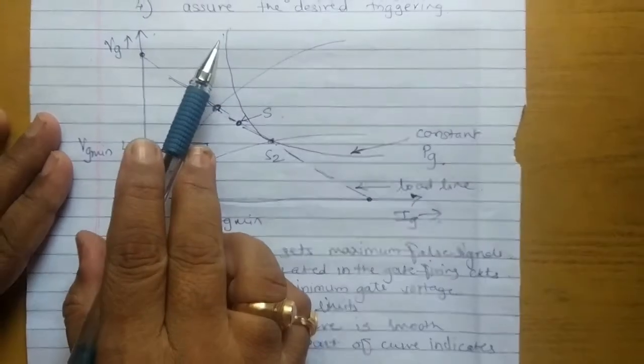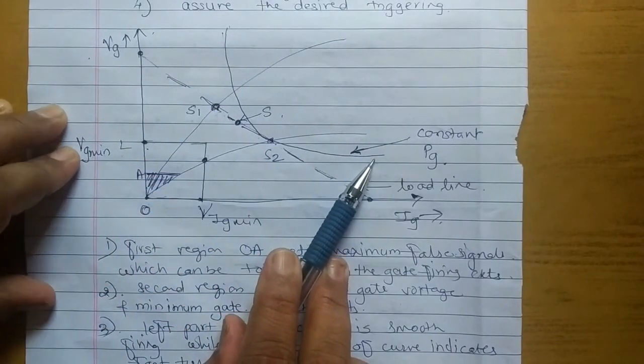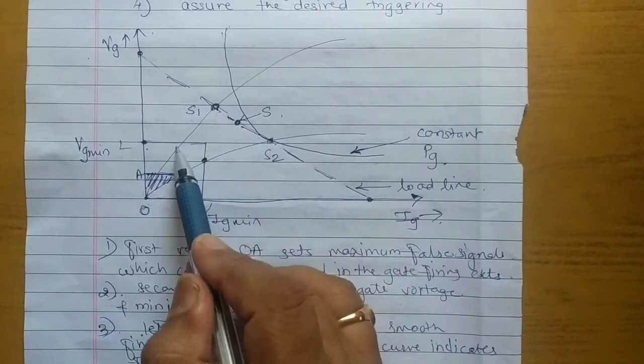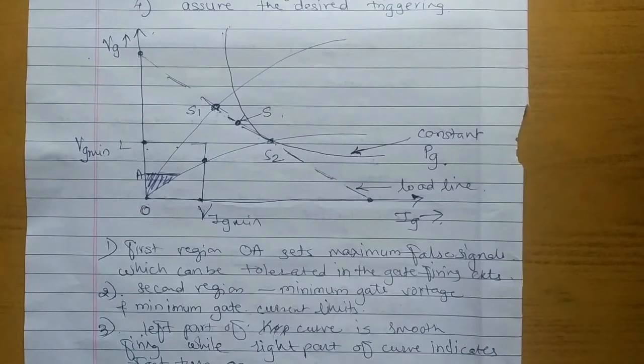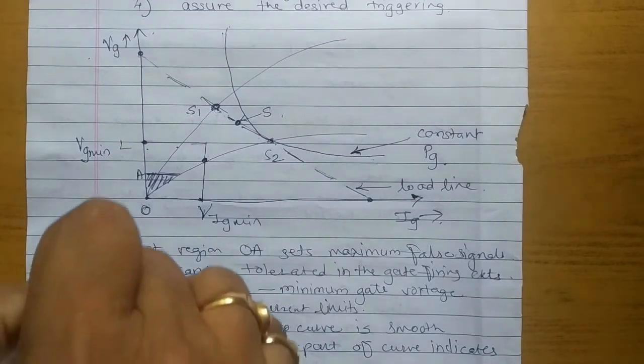Because I have drawn the curve which indicates the constant gate power. So obviously this left part will give you the soft turning on, while the right part will give you the hard turn on or fast turn on consideration. So obviously this particular characteristic will give you the design consideration of the gate triggering circuit.